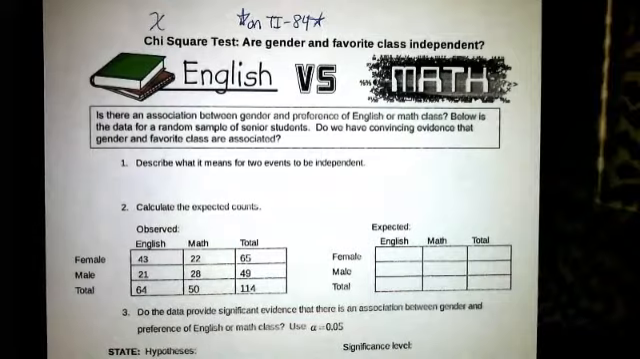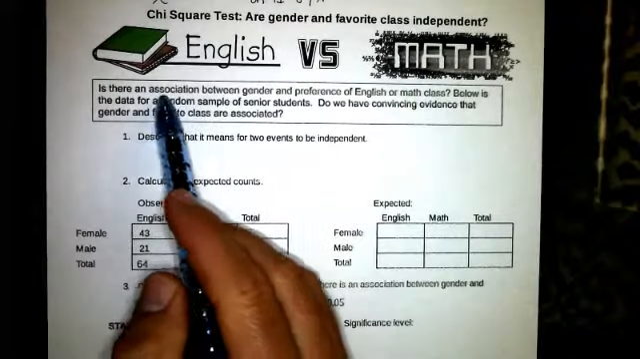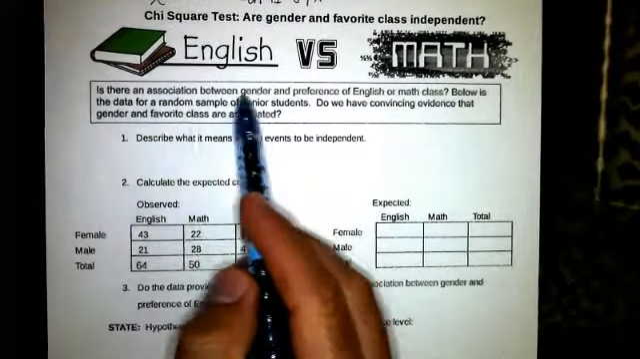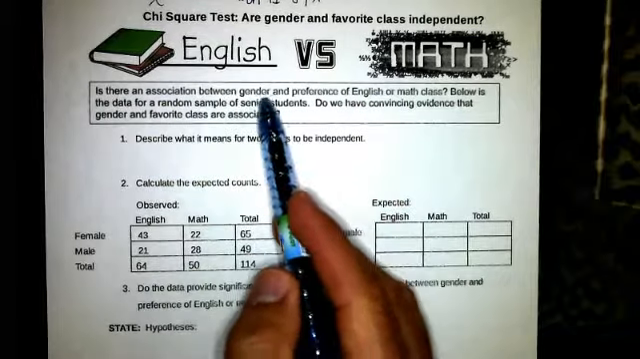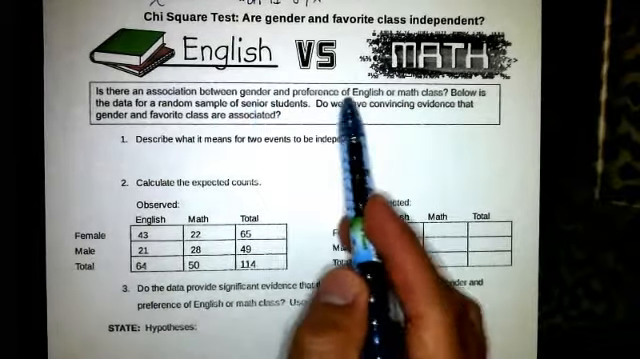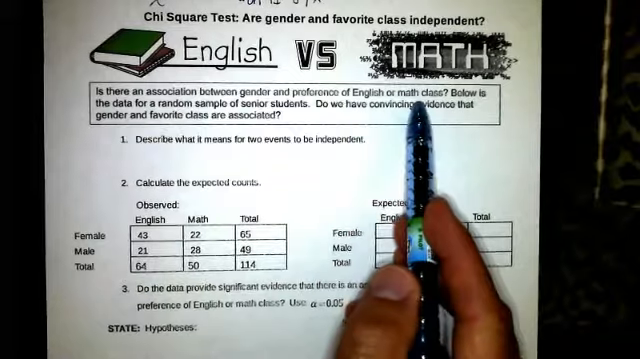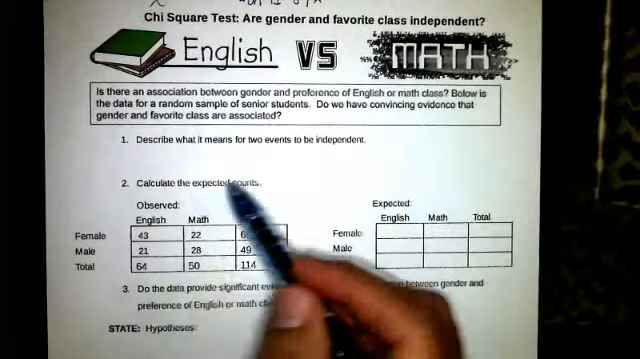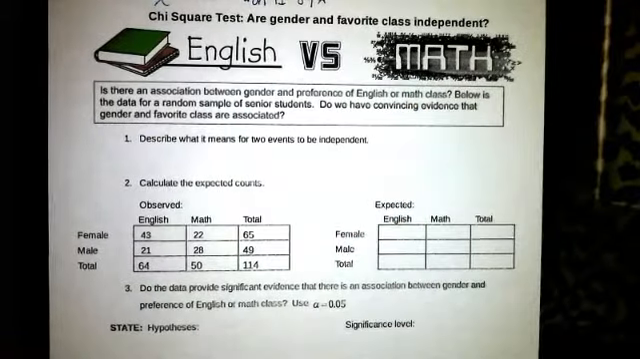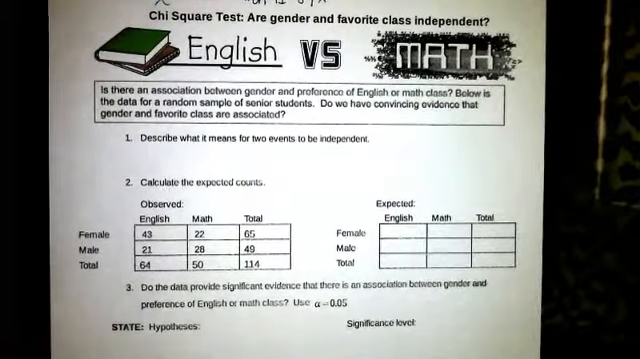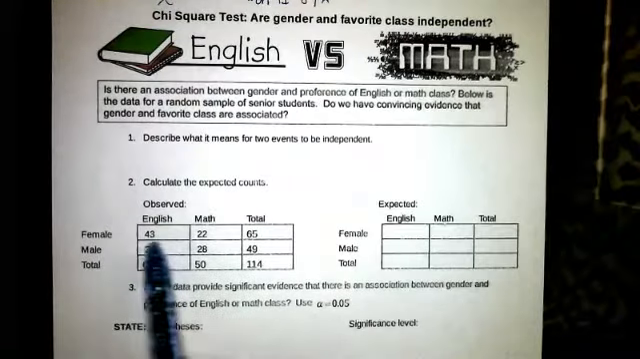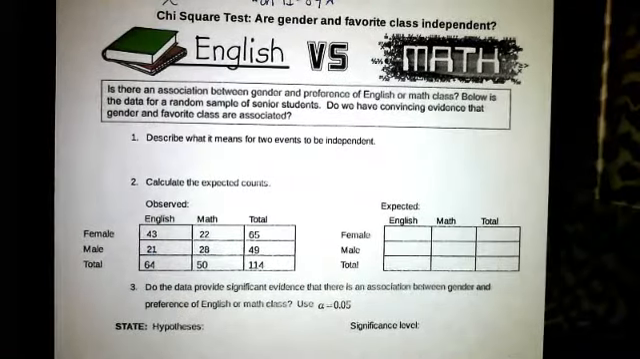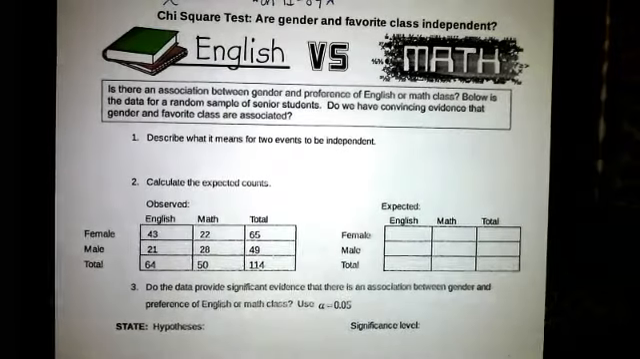So what we're looking for here is to see if there's an association between two different categorical data: gender, so male or female, and preference of either English class or math class. We have a random sample down below, and all the data split into a two-way frequency table here with English and math and female and male. We've seen that when we were talking about Venn diagrams a long time ago as well.